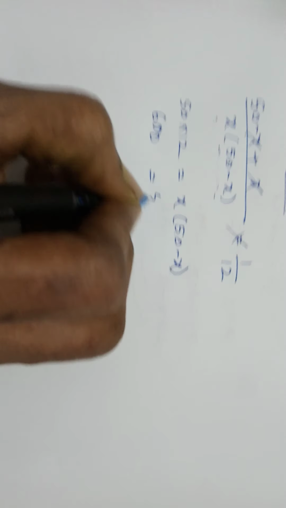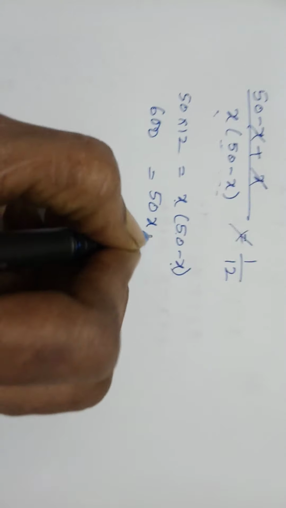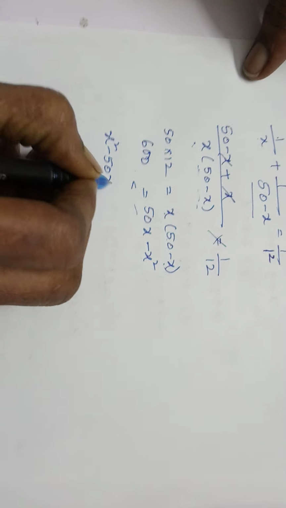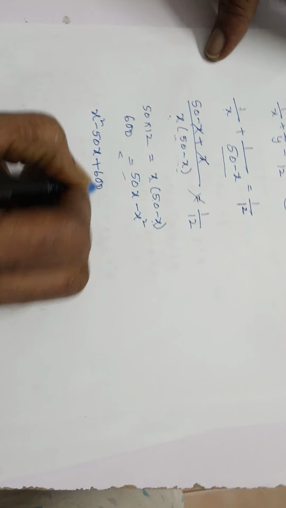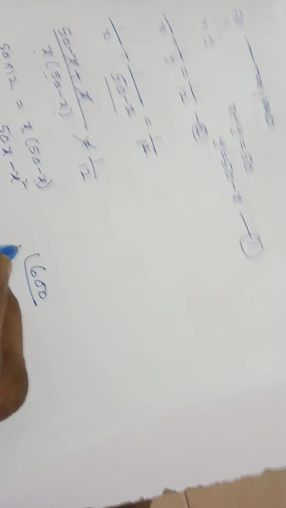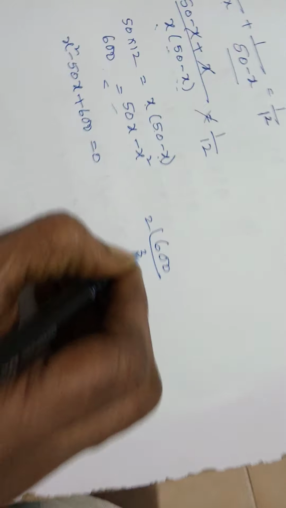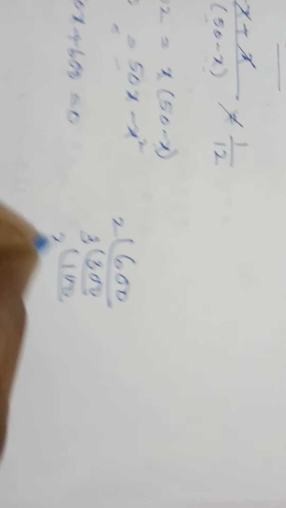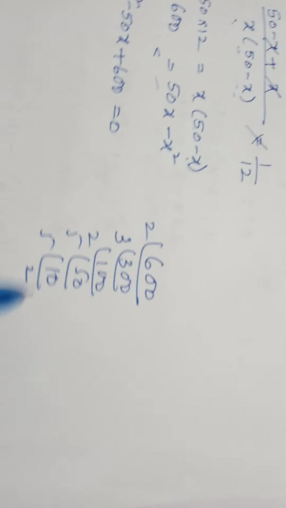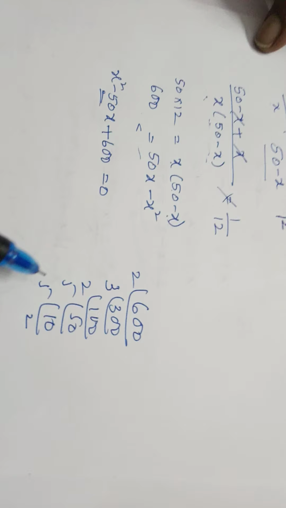50 into 12 is 600. x into 50 is 50x. x into x is minus x square. Now bring all the terms to this side. x square minus 50x plus 600 is equal to 0. Now factorize 600. 600, 2, 300, 2, 150, 5, 30, 5, 6, 2, 3. So we have to get 50 now.